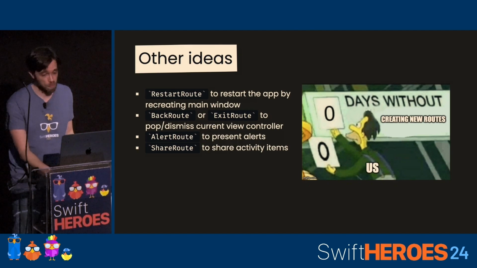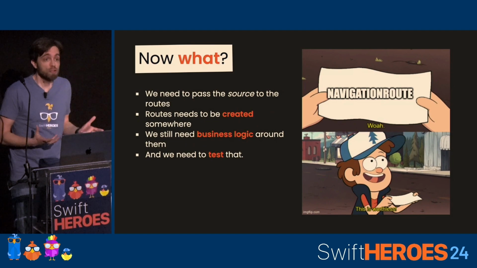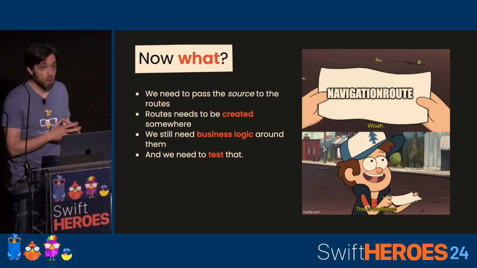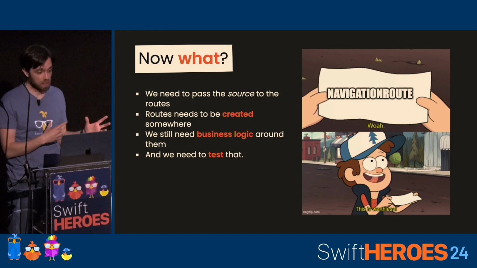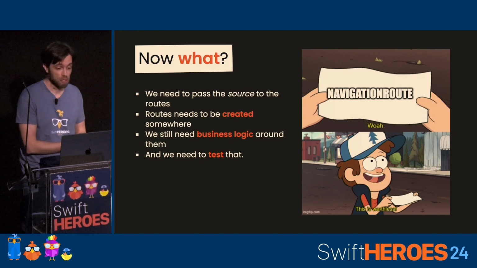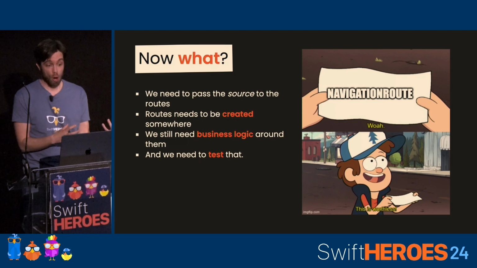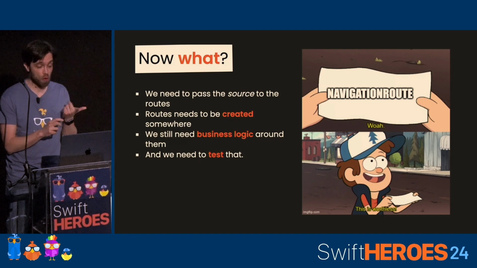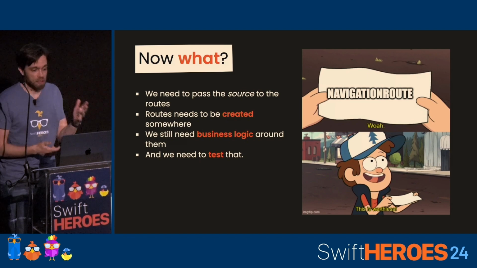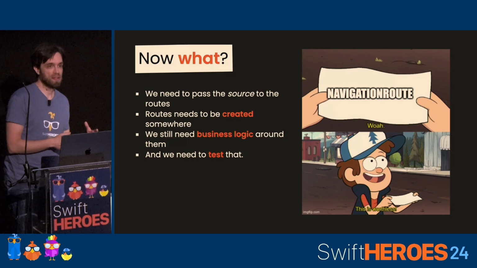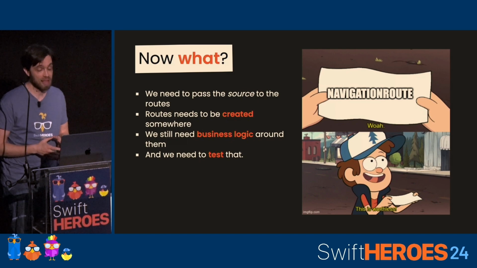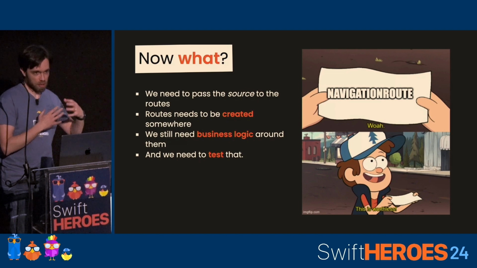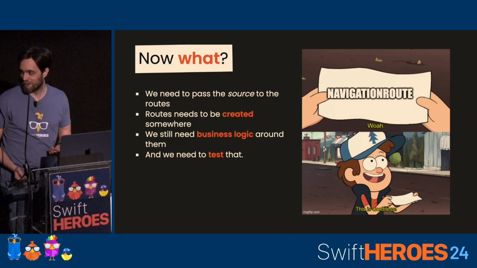We create a lot of new routes. Now, it's nice to have them, but we're not solving anything. We have just moved our logic into something different. Now, the problem that's still in place is that first, we need to be able to pass the source of our navigation to our routes. We need a place where we are creating such routes in a convenient way. I didn't show you the business logic around creating a route and which route needs to be created, and I didn't show any test. Now, to proceed with this, let me share the stage with my good friend here, Andrea.